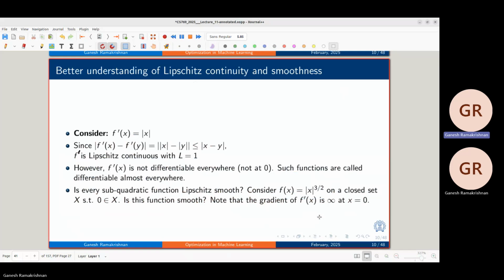So the gradient f dash vanishes. Also, gradient f dash is infinity at x equals 0. I mean, rather, it doesn't exist. But it is still differentiable almost everywhere, right? So is it Lipschitz smooth? Absolute value of x raised to 3 by 2. Can I actually write down any of these conditions?